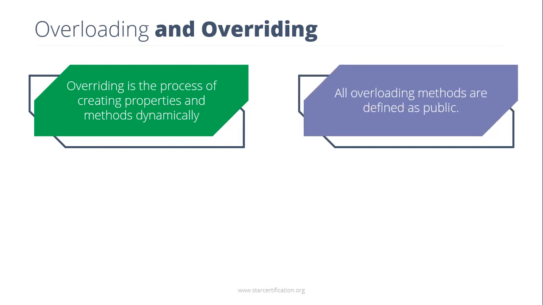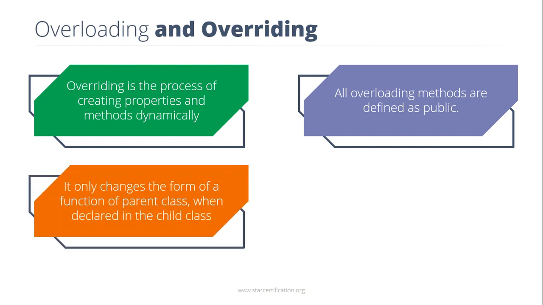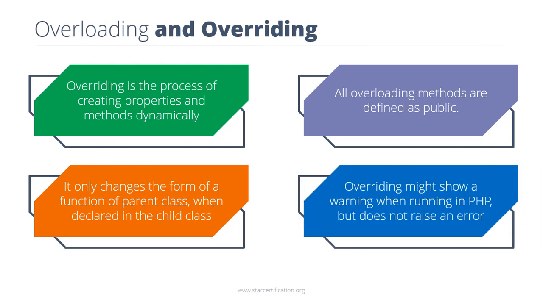Overriding is simple, as it only changes the form of a function of the parent class when declared in the child class. This is done by changing the argument type or the number of arguments. Sometimes, overriding might show a warning when running in PHP, but does not raise an error.